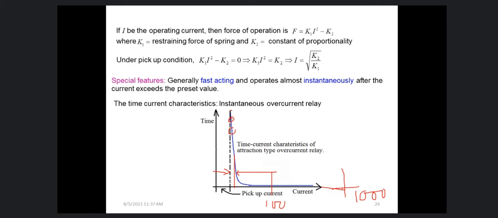Otherwise, beyond a certain current, the relay will operate. So the attraction type overcurrent relay can serve that purpose. But for the time grading, for a particular current, it will take a particular time. So if for 1000 ampere it takes 10 millisecond, then for 100 ampere it should take more than 10 millisecond, so that we can get more time. That means a gradation should be there.